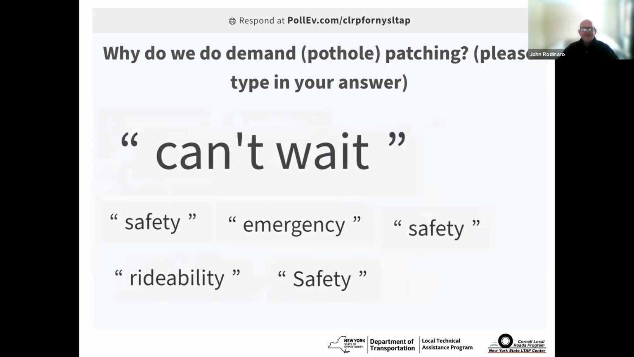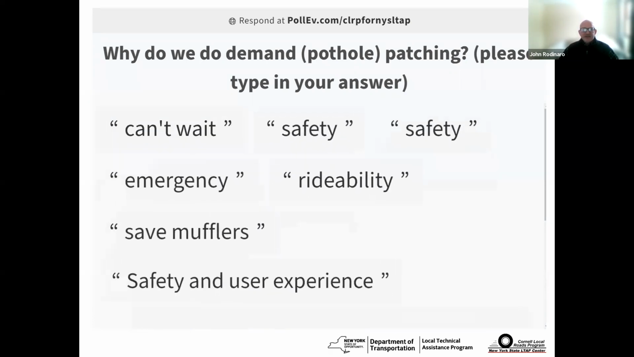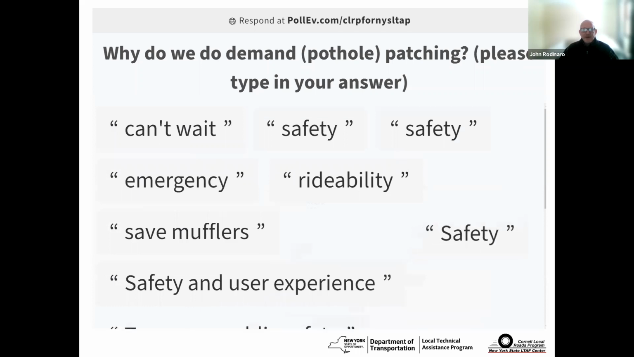Absolutely. Everybody's got it. Safety first, save mufflers. Absolutely. Rideability. You got it. Everybody's tuned right in.